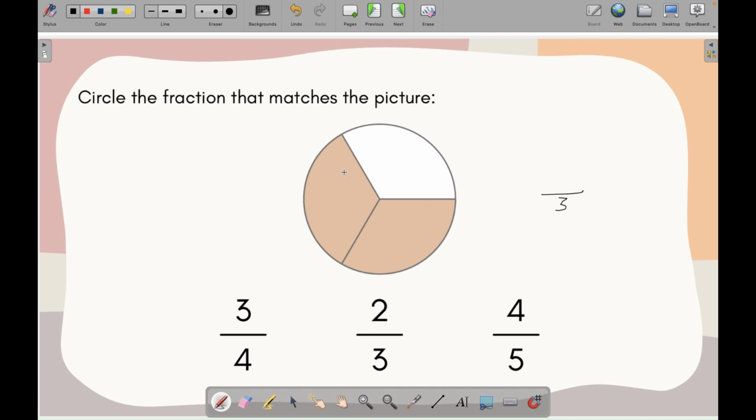Here the shaded portion is 1 and 2. So 2 parts are shaded out of the 3. So this means that 2 out of the 3 parts are shaded, right? I divided this figure into 3 equal parts and then shaded 2 of them.